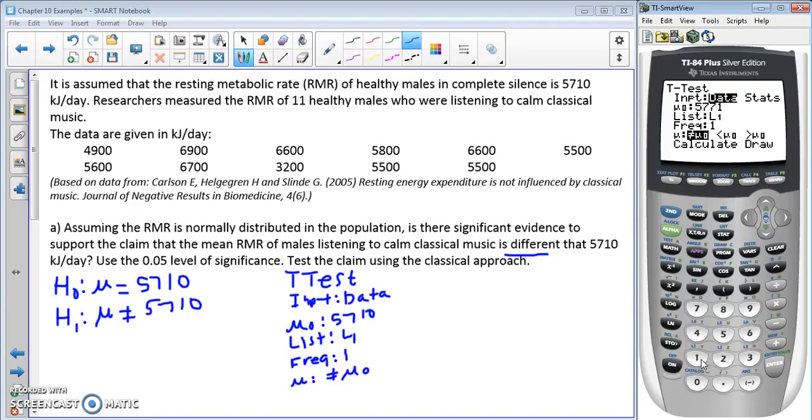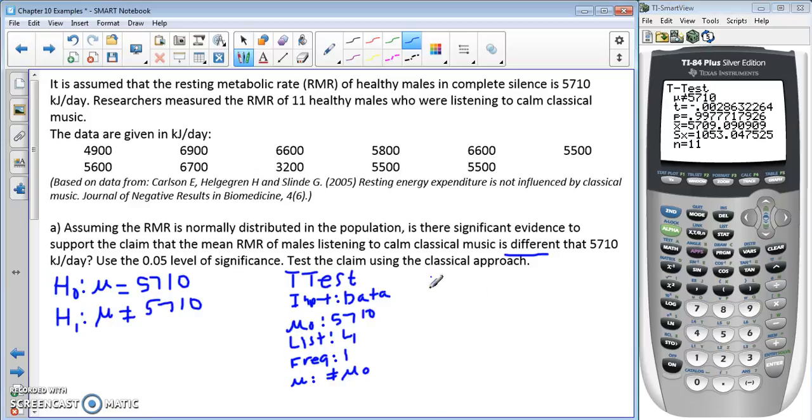So I'm going to go ahead and write down T, our test statistic. I'm going to round this to 4 decimal places, and our p-value I'm going to round to 4 as well. So 0.9978, just so we have those, right? And you'll notice it also computed the mean and standard deviation for the sample.